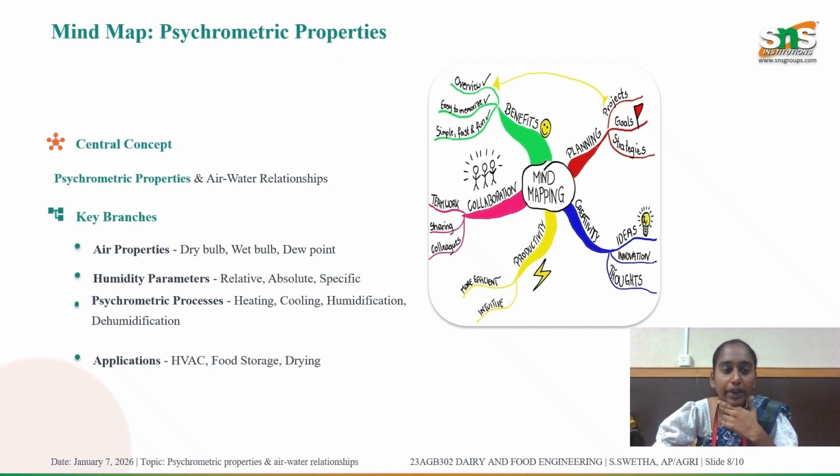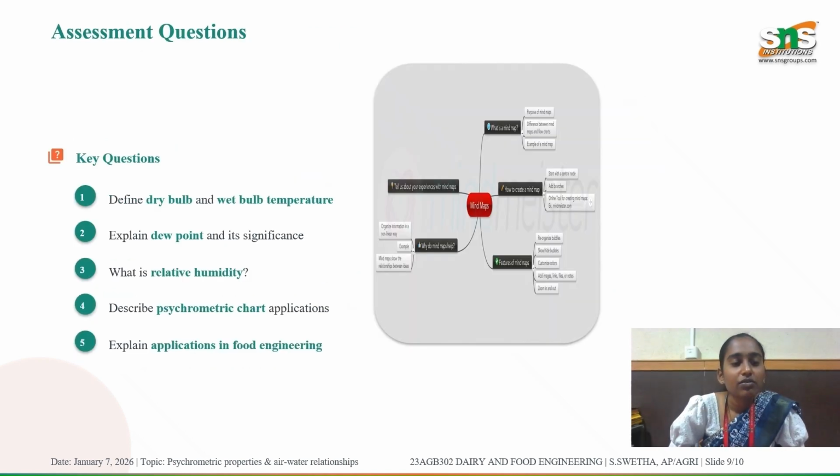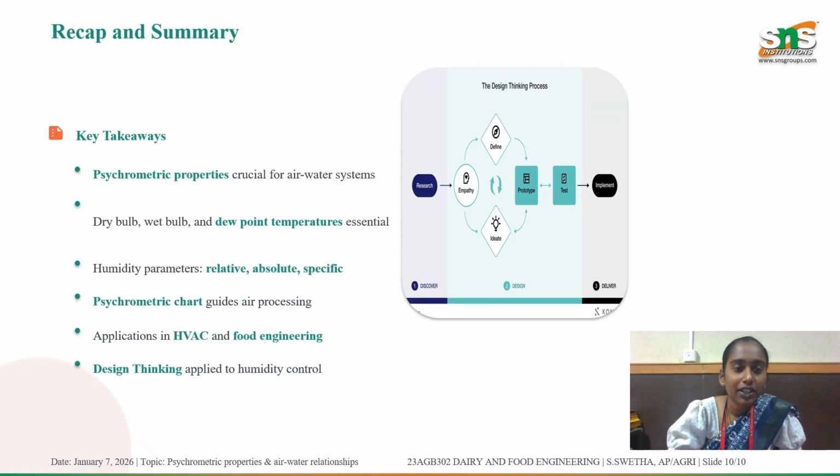Here I list out the mind map of this whole video, like air properties. Here I attach some assessment questions for your proper knowledge of what we understood from this PowerPoint. For example, what is the definition, explain. Let me know the answer in the comment section. And a recap and summary of these slides: psychrometric properties definition, what the applications in HVAC are, and how these stages help in designing.